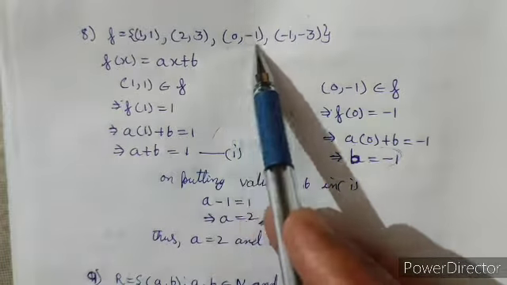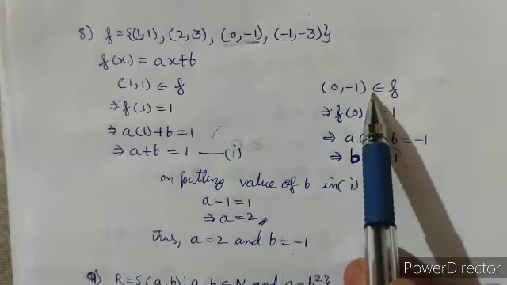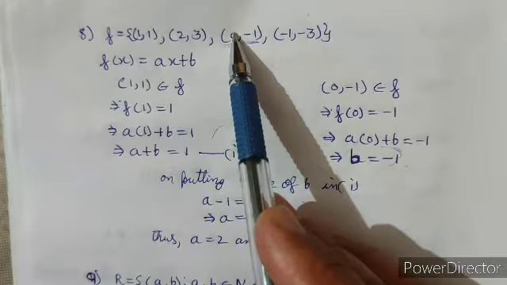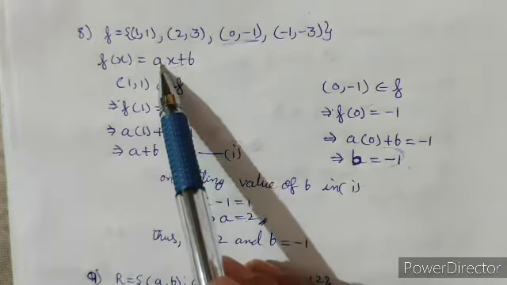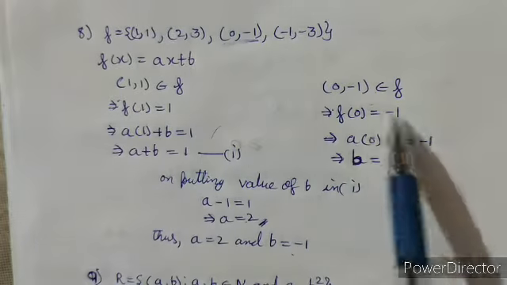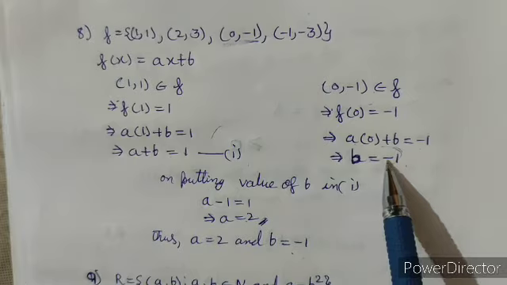Now I am taking this one. Now (0, -1) also belongs to f. That means f(0) is equal to minus 1. Now f(0) will be equal to a into 0 plus b, and that equals minus 1. This will give us b equal to minus 1.